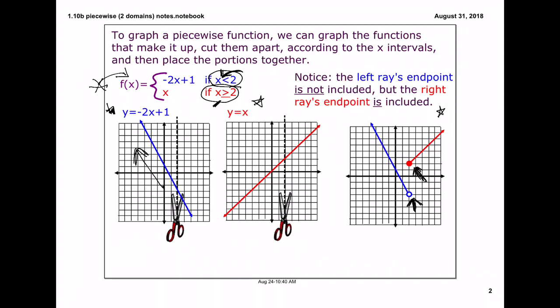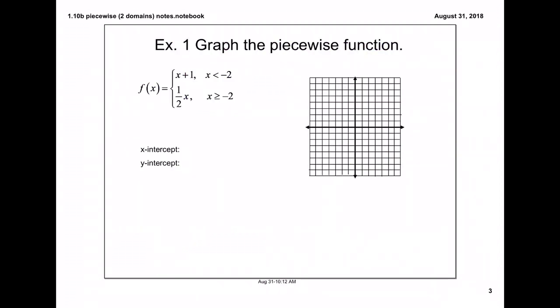So you take two graphs, and essentially you are cutting the pieces that you would like and placing them on your third coordinate plane all the way to the right. So example 1 says graph the piecewise function. What we are going to do is graph this top equation first. F of x equals x plus 1.